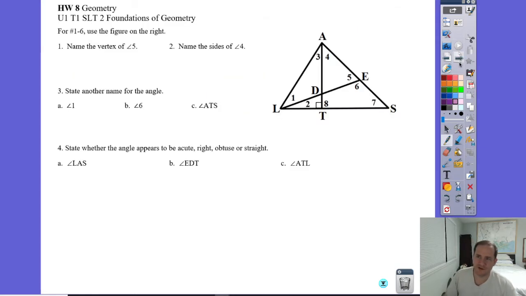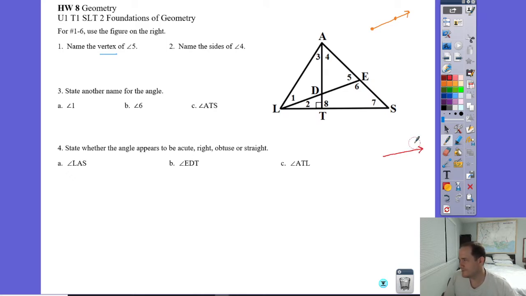Oh, there is no 8. So instead we get to homework 8, which is the second homework assignment. And this one is all about angles and angle measures. So we can run through this one. It's asking, name the vertex of angle 5. So hopefully you remember. We talked about an angle, we defined it as a ray, and then another ray.